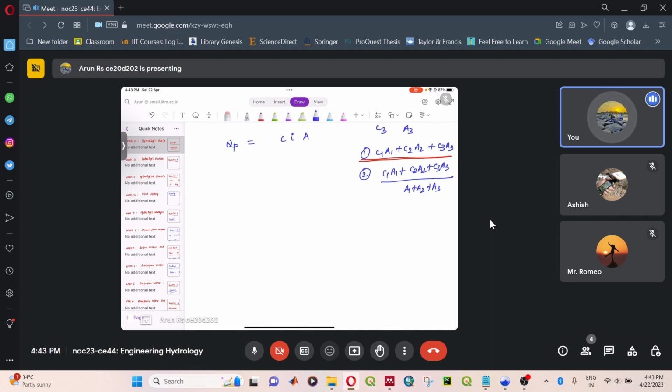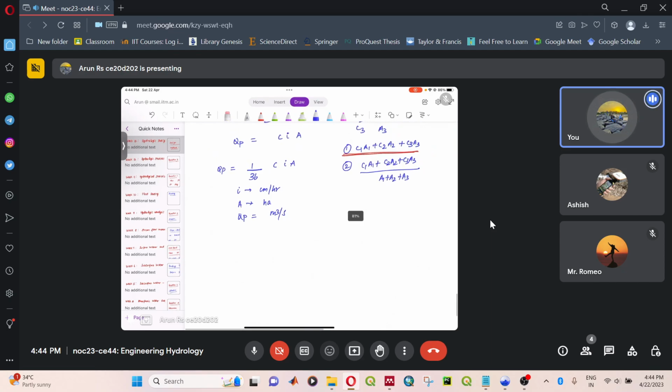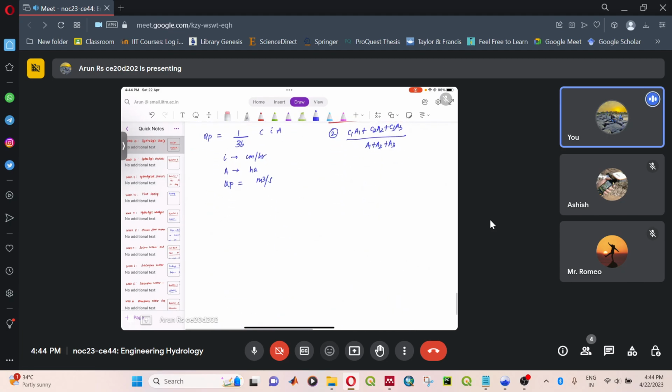So the other version of this formula is Qp is equal to 1 by 36 C into I into A. In this case, I will be in centimeter per hour, and area will be in hectares, and Qp will be in meter cube per second. So this is the approach. Now let's see how to solve one simple problem.